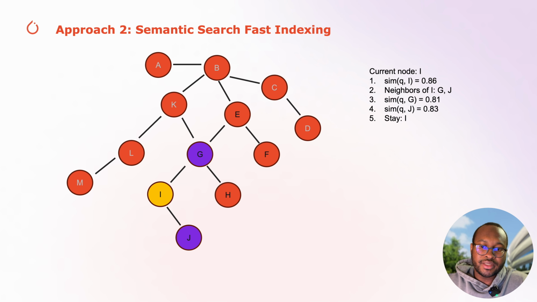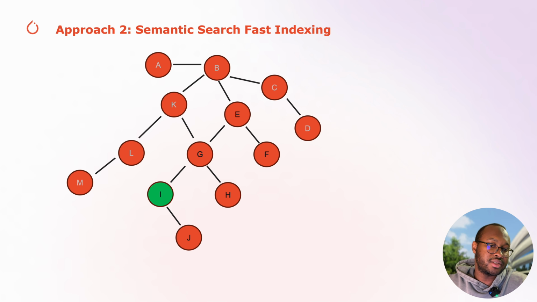I'm at I, I do the same. I check the neighbors of I, which are G and J. In this case, the similarity of all of the neighbors is actually less than the similarity of the current node that I'm in. So I stop. In this case, I return document I and I say this particular document is the nearest to my original prompt. So I retrieve this document.